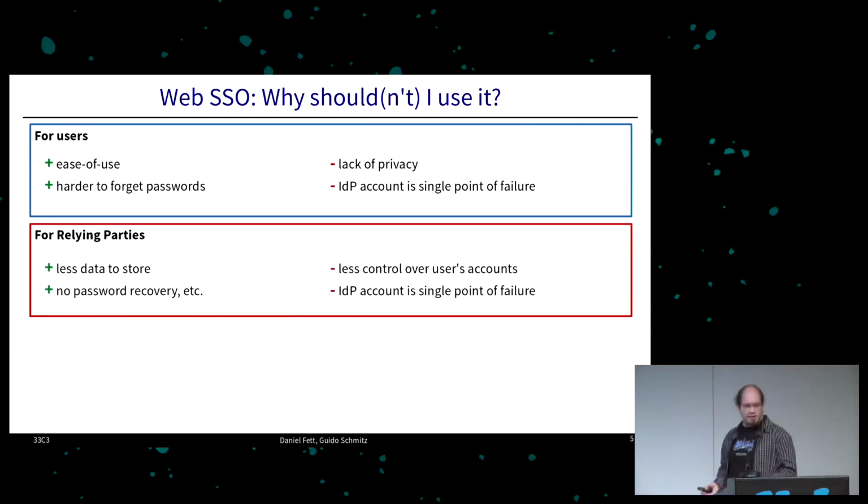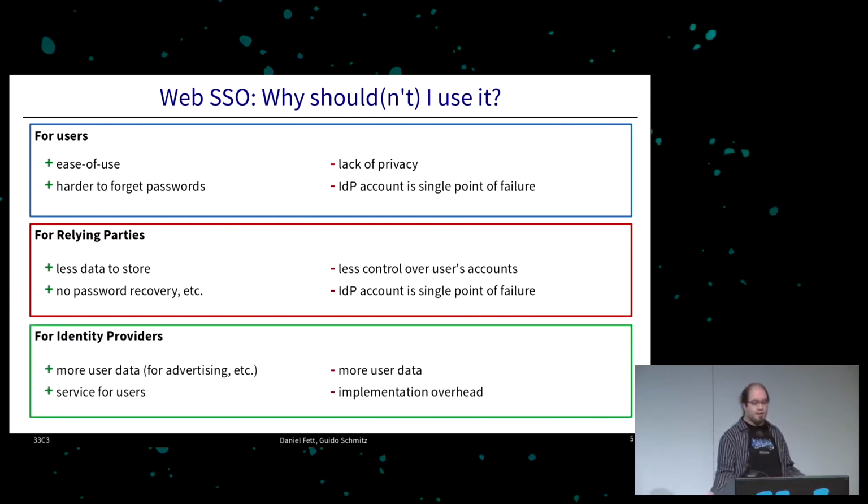So for relying parties, they need to store less data. They don't have to care about password databases that can leak. They don't have to care about user registration, password recovery, and all the hassle that comes with user accounts. But they also have less control over their users' accounts because they outsource the authentication to this identity provider. And also here, the identity provider is a single point of failure.